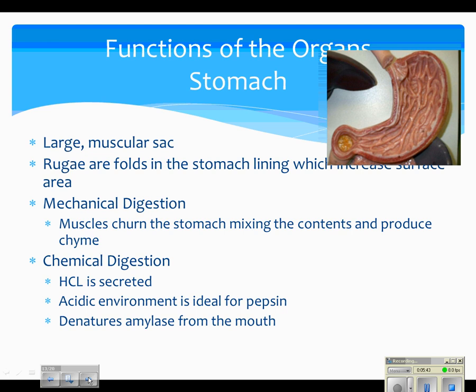And chemical digestion, we have the secretion of hydrochloric acid actually happening in the stomach. And what this does is create an acidic environment, and pepsin, the enzyme that starts to break down proteins, really likes the acidity. So that hydrochloric acid is there to provide the ideal environment for the pepsin. But because it's acidic, it's going to denature the amylase from the mouth. Okay, remember, when an enzyme becomes denatured, it loses its shape and it can no longer function. And then the stomach also secretes some mucus, which is going to help protect the lining from the acidity.